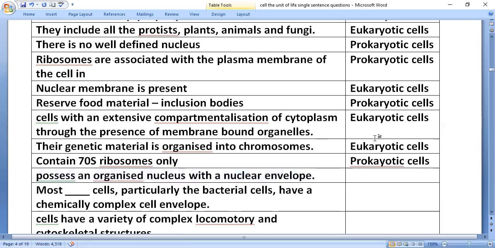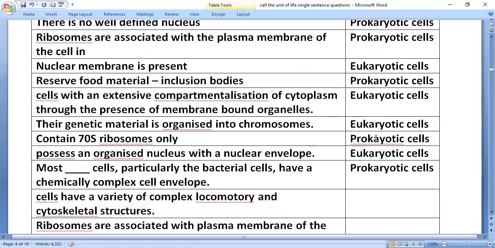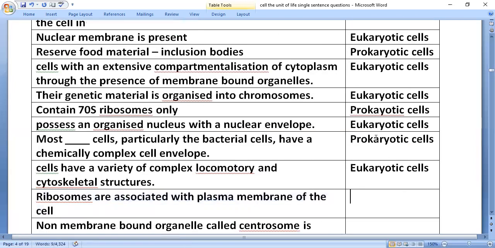Possess an organized nucleus with a nuclear envelope, eukaryotic cell. Most prokaryotic cells, particularly the bacterial cells, have a chemically complex cell envelope. Eukaryotic cells have a variety of complex locomotory and cytoskeletal structures, eukaryotic cell. Ribosomes are associated with the plasma membrane of the cell, prokaryotic cell.